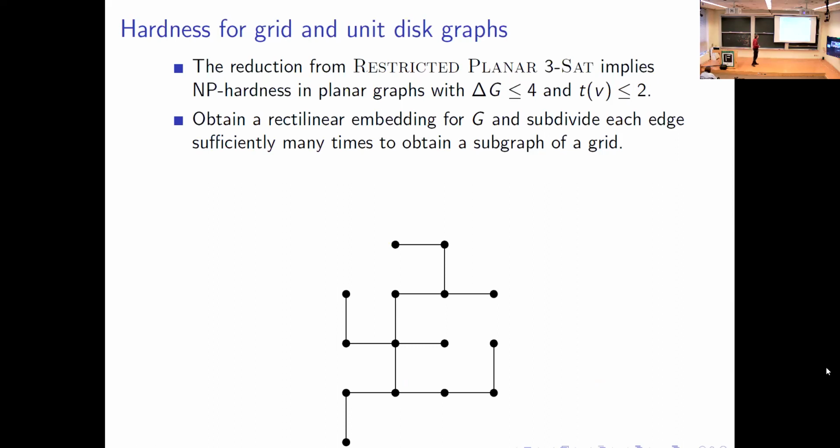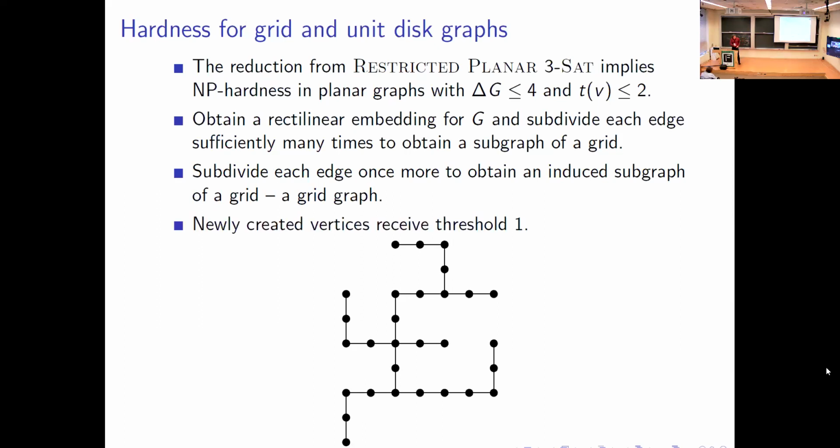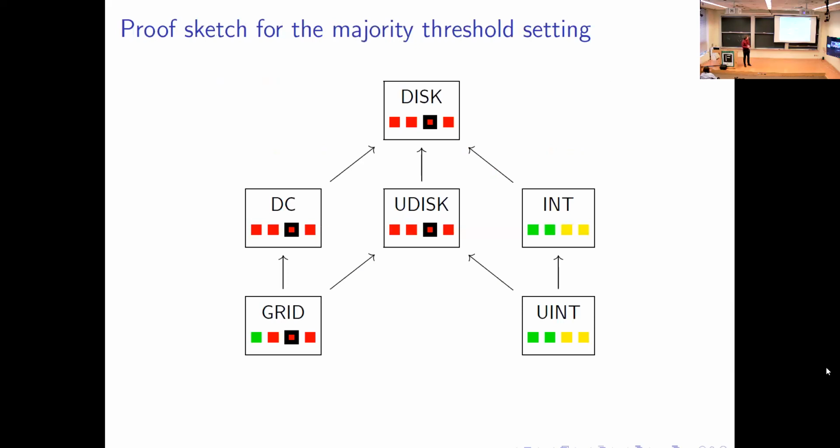So to be a bit pedantic, I wanted a grid graph, and we take a grid graph to be an induced subgraph, but this is indeed not an induced subgraph because, for example, this edge is missing, right? So we fix that by dividing even more. It remains to say that the new vertices will have threshold 1, and it's not hard to see that if I insert a vertex with threshold 1 on an edge, then nothing changes with the activation. Okay, so this would conclude the constant thresholds.